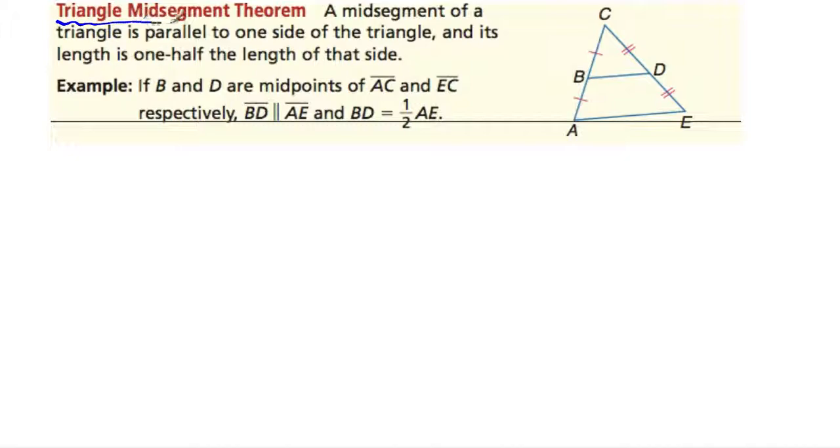Another theorem is the triangle midsegment theorem. And so this says that the midsegment of a triangle is parallel to one side of the triangle, and its length is half the length of that side. So, for example, in this picture, we can see that B and D are midpoints of the sides AC and CE based off this diagram. So that means that BD is parallel to AE, and BD is half of AE. So if BD is 5, AE must be 10.